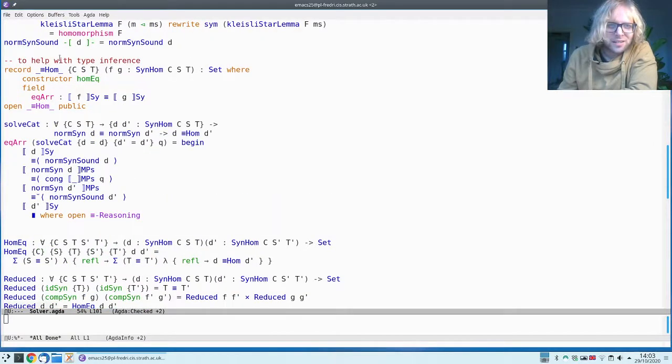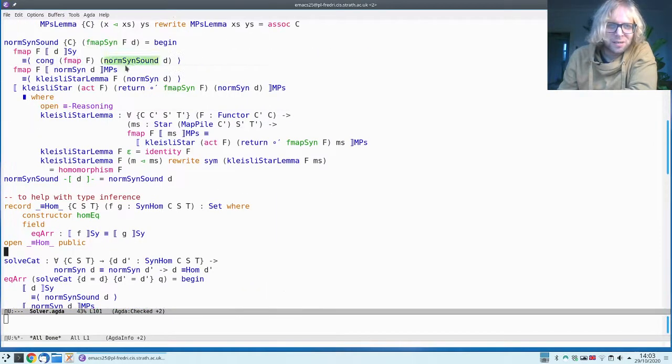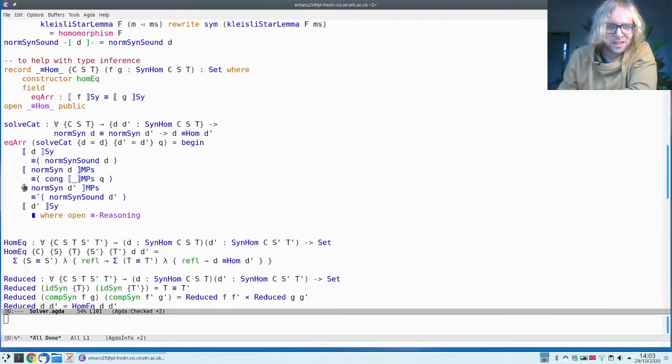So that's the basic workhorse of the solver, and then to actually use it is quite simple, because you just say, okay, the point is that to show that d equals d prime, it's enough to show that the normalized versions are equal, which is much easier because this has already normalized away all the different bracketings and identities and things like this. And the proof here is not so bad, right? It's just using the soundness lemma.